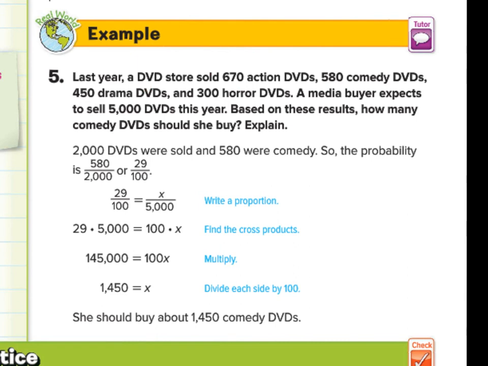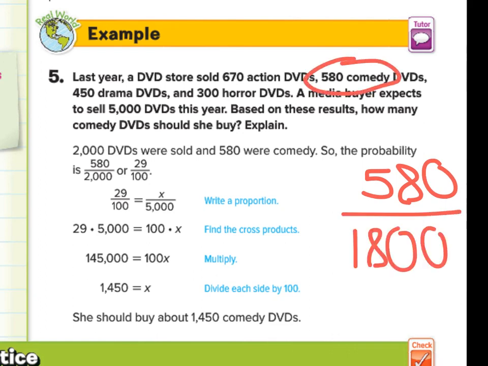So what I see right now is that I have 580 comedy DVDs compared to 1,800 total DVDs. So all I did was take the sum of all the DVDs: 670 plus 580 plus 450 plus 300. About, I would say, about 1/3. Close to 1/3. So what would be 1/3 of 5,000? About 1,600. So based on the results, how many comedy DVDs should you expect? I'd say about 1,600.